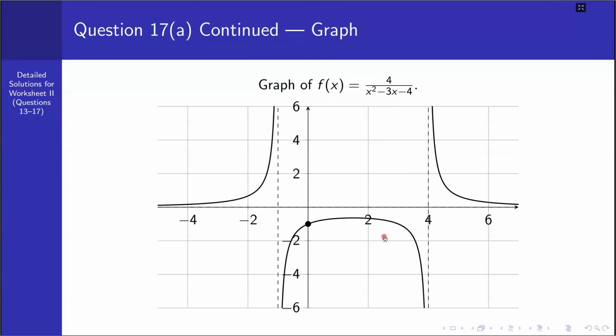Looking at the property between the two vertical asymptotes, the curve will look like this. The y-intercept, that is simply 0 minus 1, is this one, so that the graph totally looks like this.